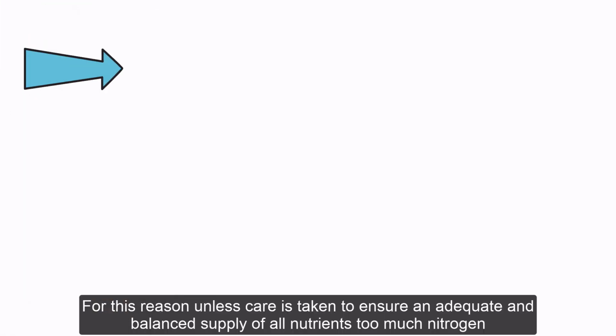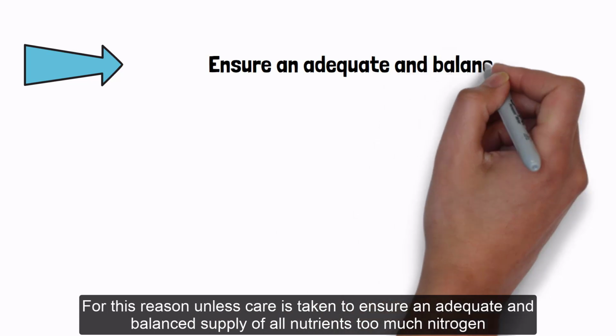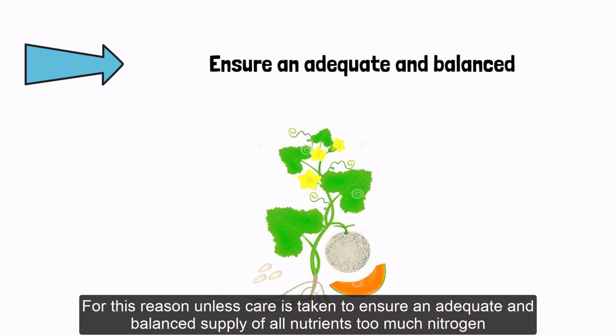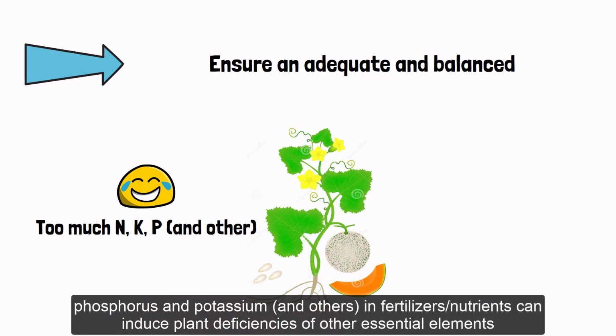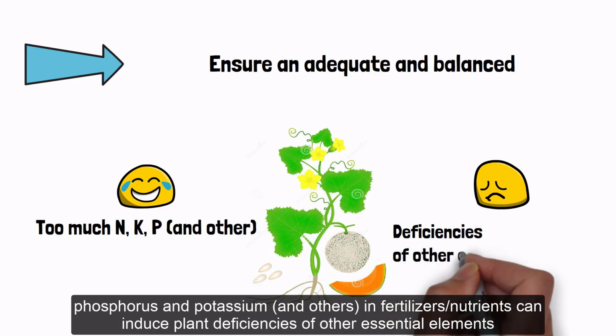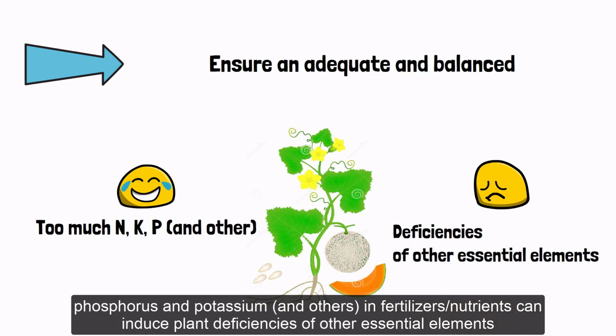For this reason, unless care is taken to ensure an adequate and balanced supply of all nutrients, too much nitrogen, phosphorus and potassium, and others, in fertilizers/nutrients can induce plant deficiencies of other essential elements.